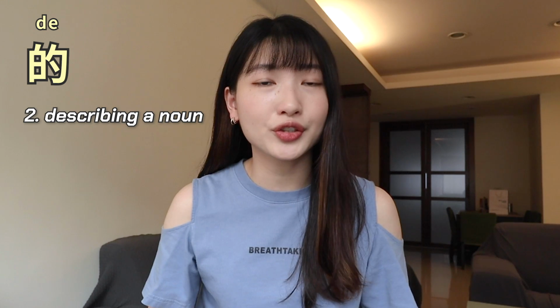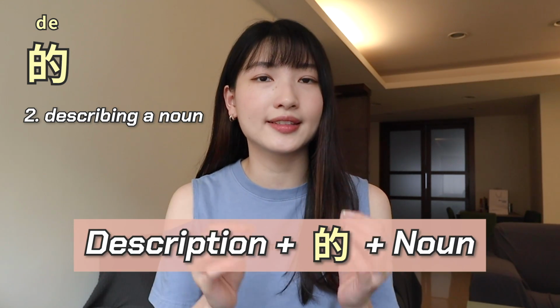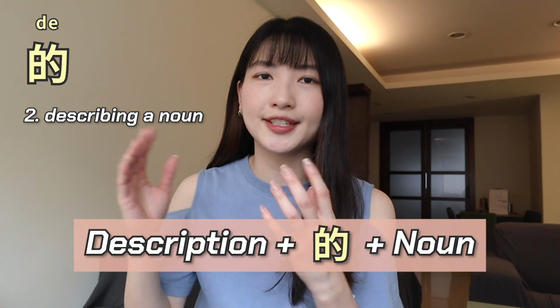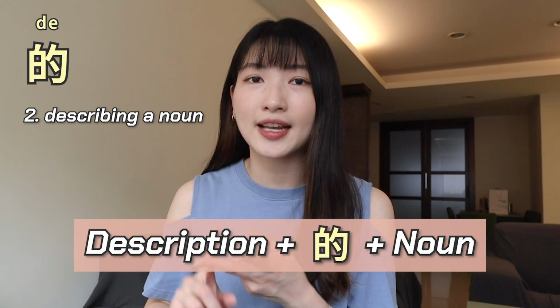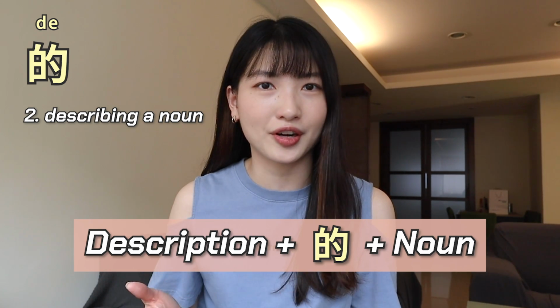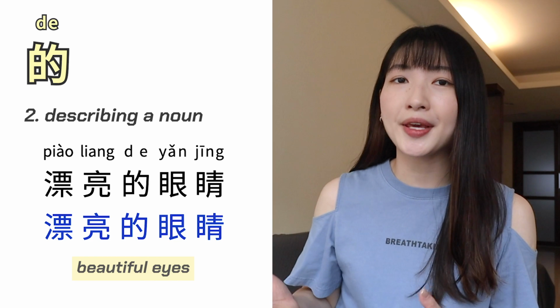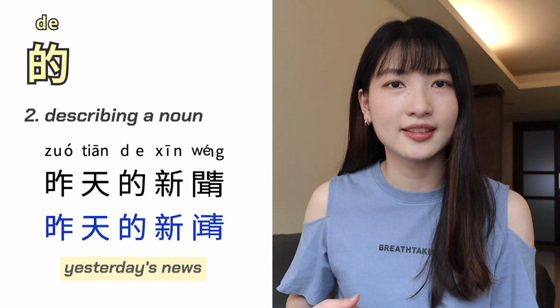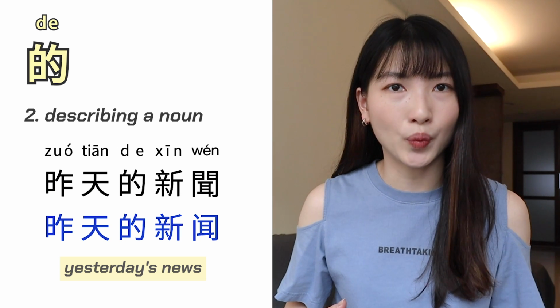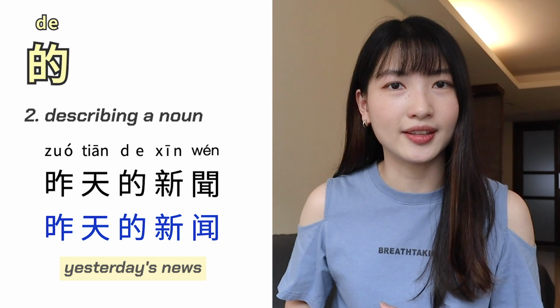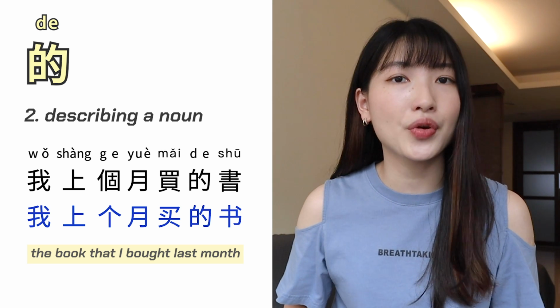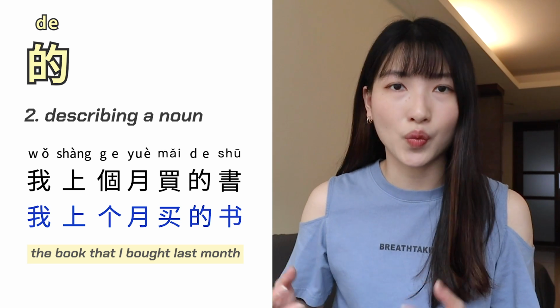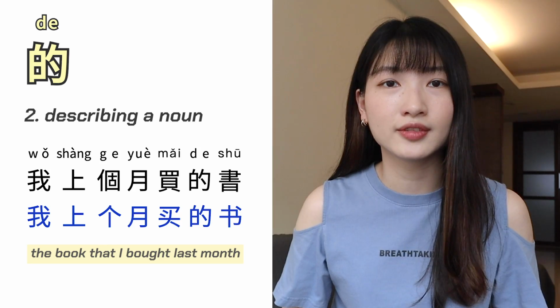的 can also be used when you want to describe a noun or to add more details to the noun. The structure would be description plus 的 plus noun. The description can be adjectives, time words, or phrases, etc. For example, 漂亮的眼睛，昨天的新闻，我上个月买的书。So you can see that as a function word, 的 can be used to show the relationships between words.